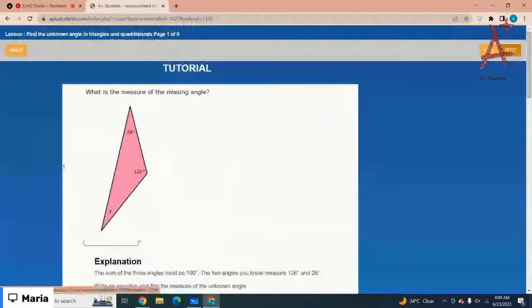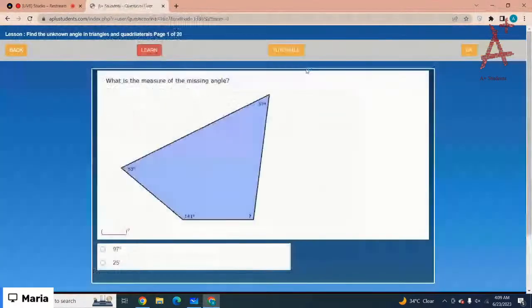Okay, let's just start with the test questions. What is the measure of the missing angle? You need to find the missing angle. You are given three of the angles. Whenever you have a four-sided shape, a quadrilateral, the sum of all four angles must be 360 degrees. Keep this very important point in your mind.